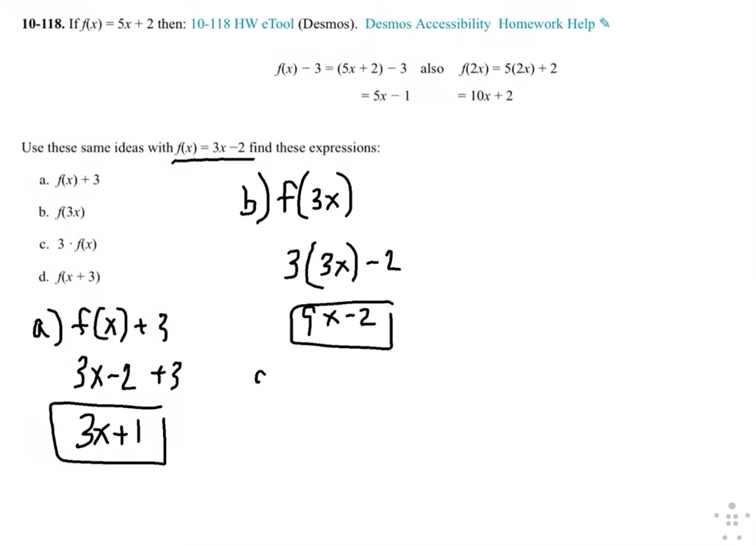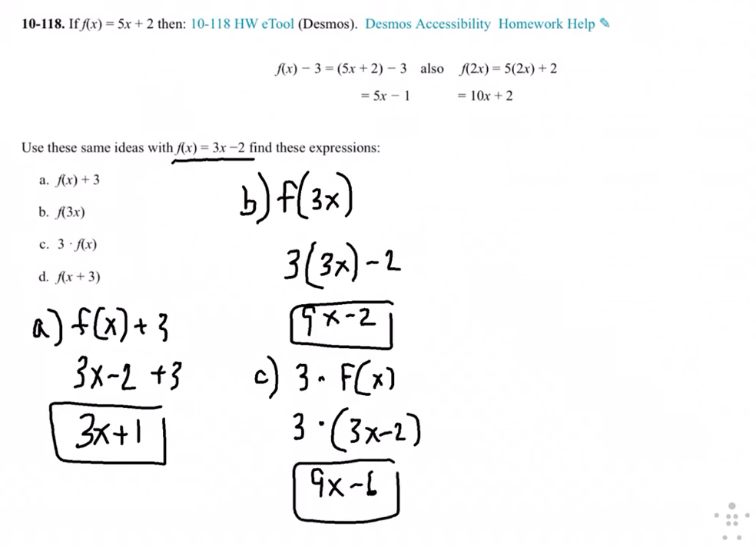For c, they want 3 times f of x. So that's 3 times f of x, which is 3x minus 2. That's 9x minus 6 for c.